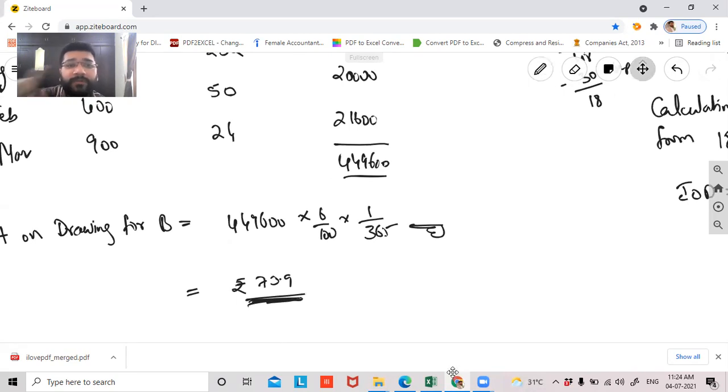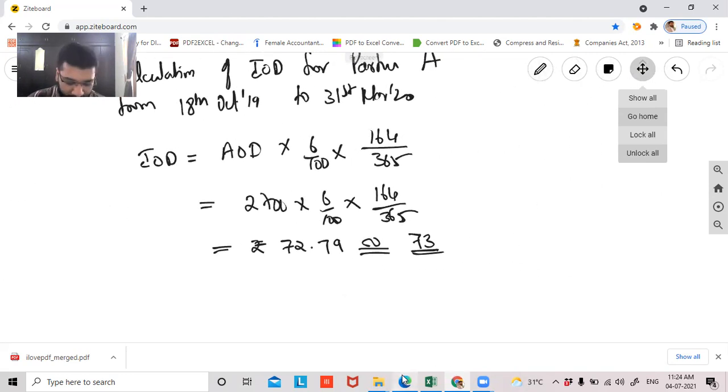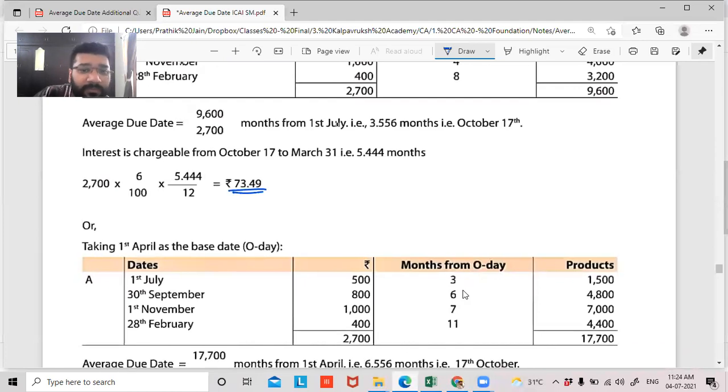So almost this difference of 1 rupee will come because of approximation. So you can ignore the difference, guys, not a problem. So 73 is the interest. 73 is the interest, guys. Is it okay, all of you? Yes, sir. Are you able to follow what we did?